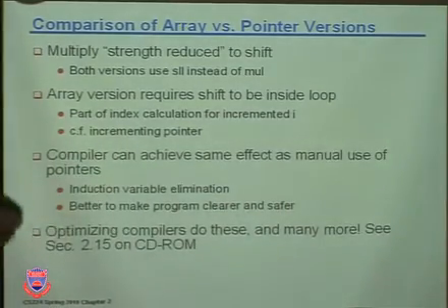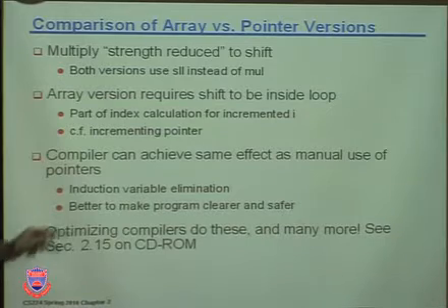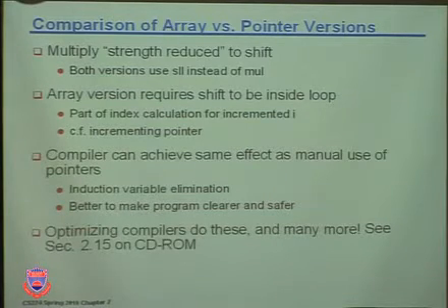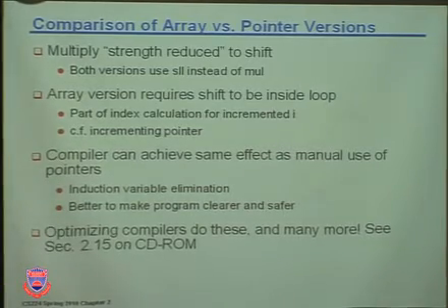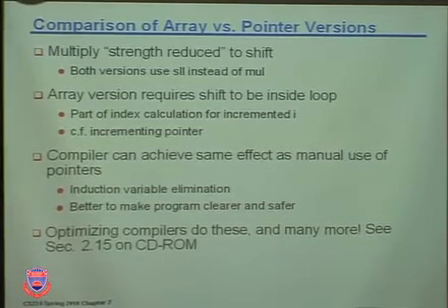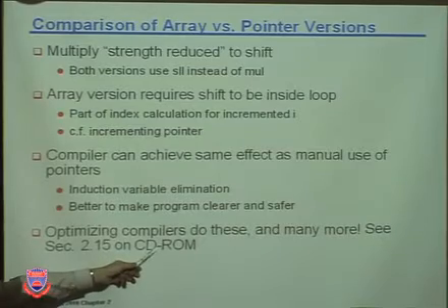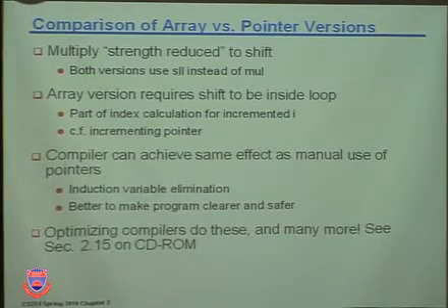It eliminates the induction variable, that was the I. It makes the program safer and clearer to not write with pointers. And so compilers can fill the gap. And optimizing compilers do these things and many, many more things. Now, we don't have time, but on the CD-ROM in the back of your book, there's a section of the chapter that's not printed.